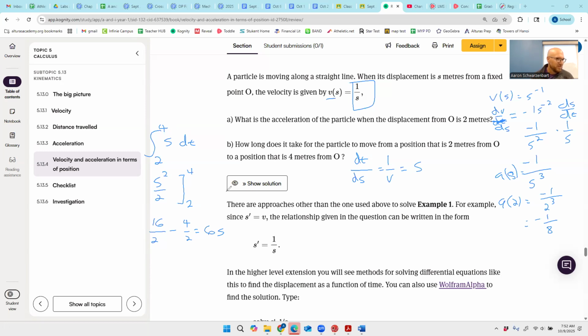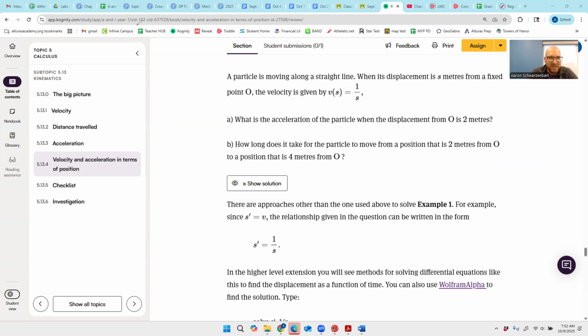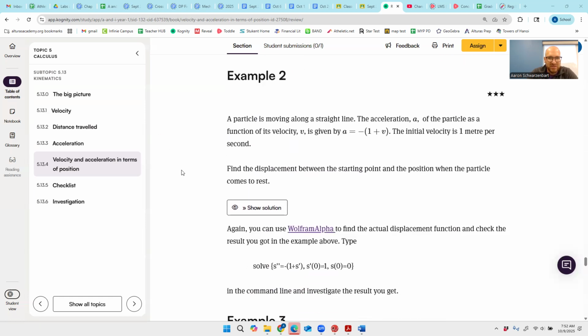So there are other approaches that can be used. For example, s prime equals v. The relationship can be written as s prime equals 1 over s. In the higher level extension, you will see methods for solving differential equations like this of the displacement function of time. You can also use Wolfram Alpha to do this. Your calculator can do some of it. Okay. But that is a technique. We will get more into them with differential equations.